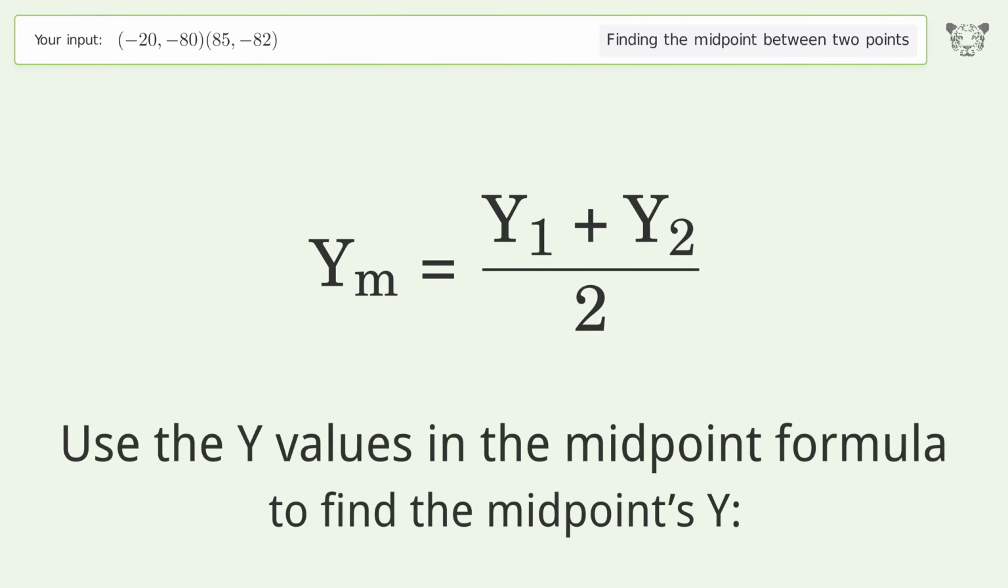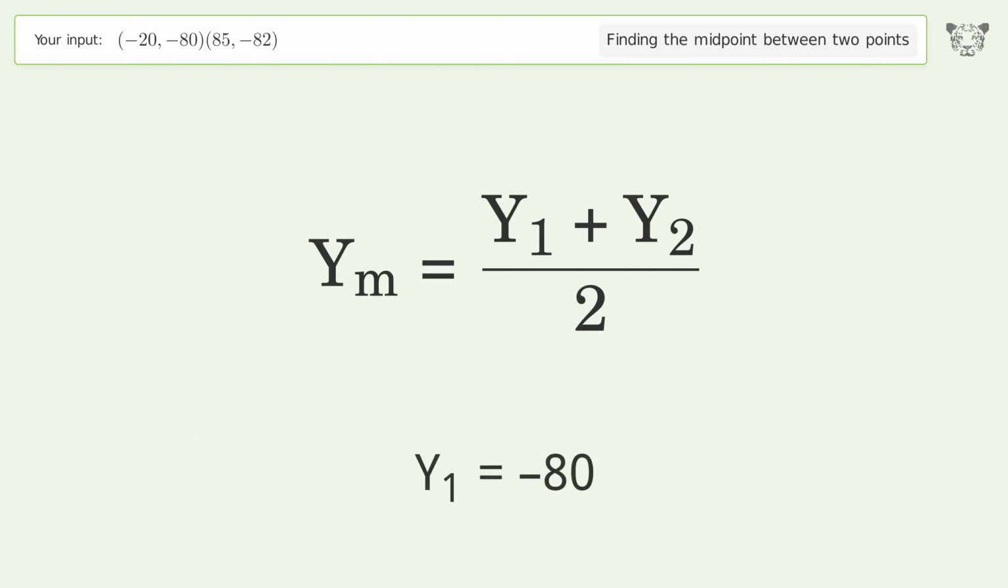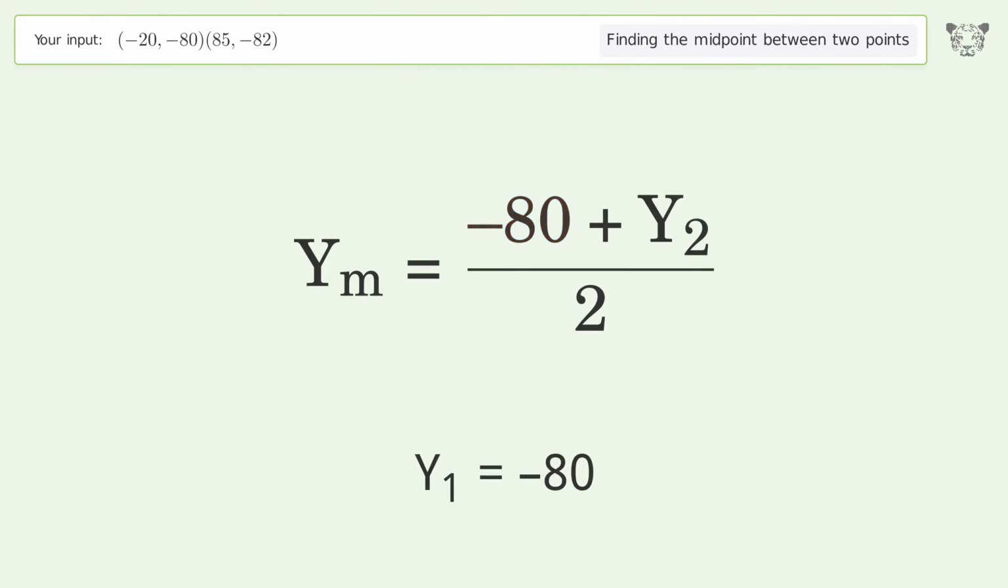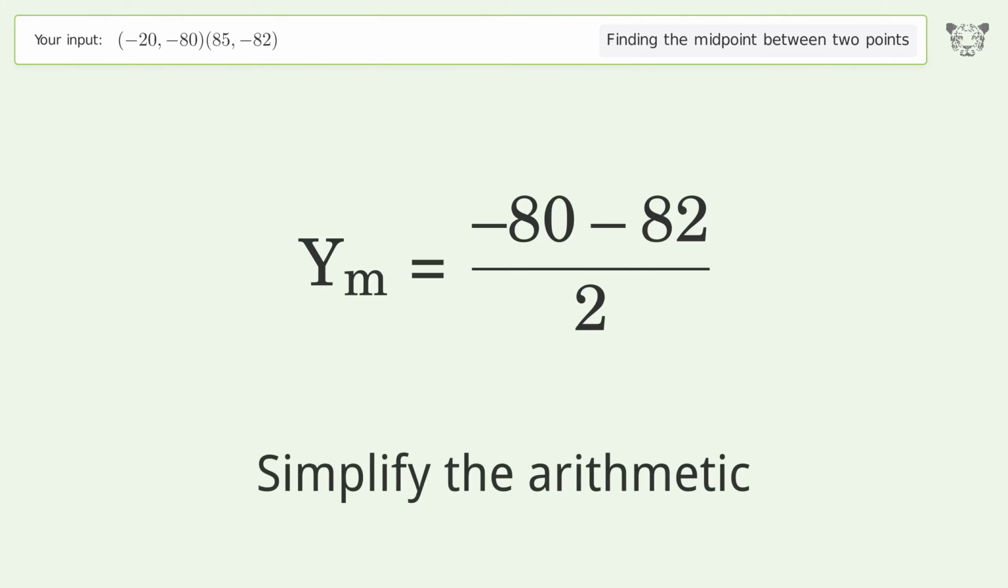Use the y values in the midpoint formula to find the midpoint's y. y1 equals negative 80. y2 equals negative 82. Simplify the arithmetic.